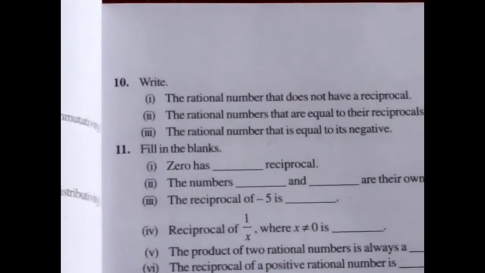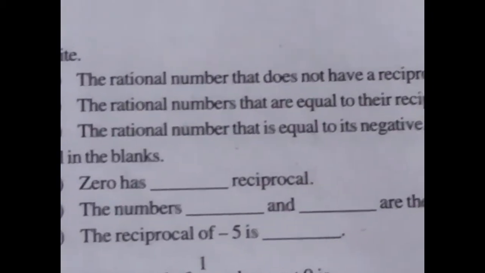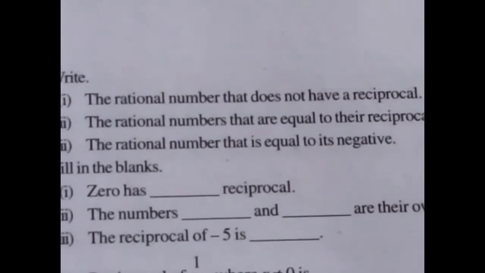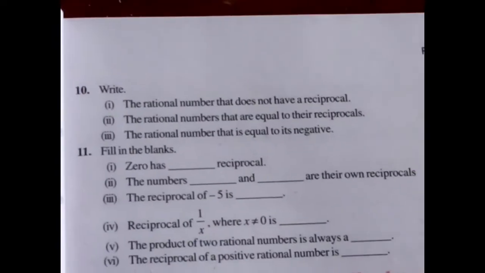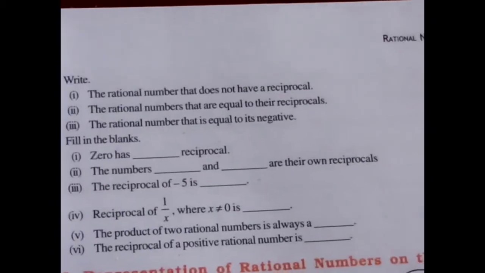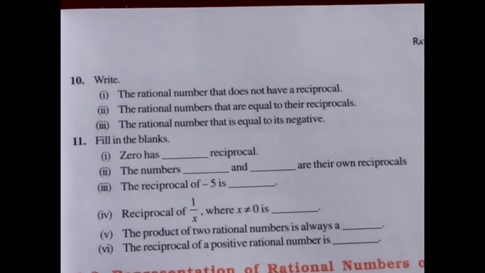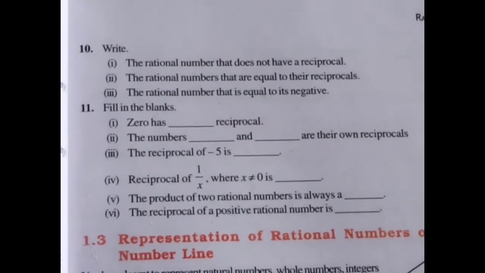Now third, the rational number that is equal to its negative. See here, every number has a negative number except 0. So we can say 0 is the only rational number that is equal to its negative. Right?